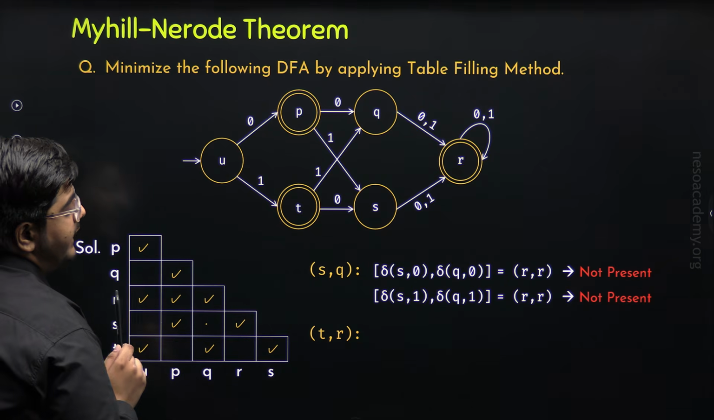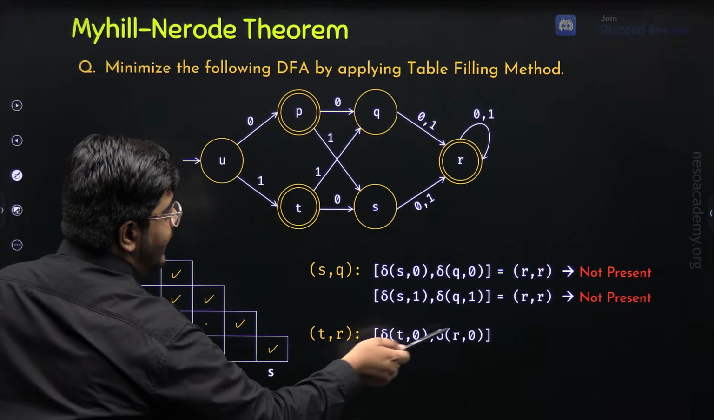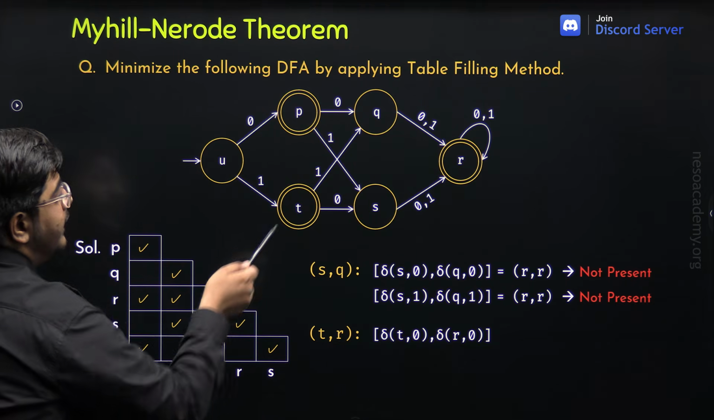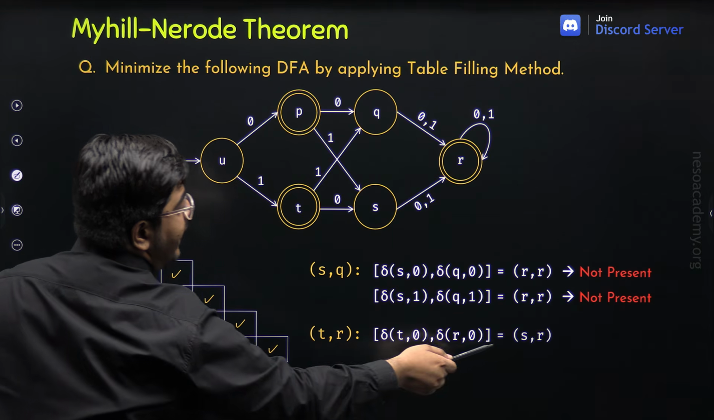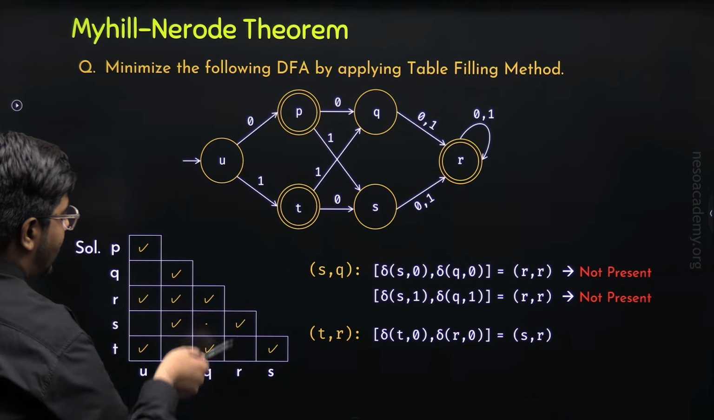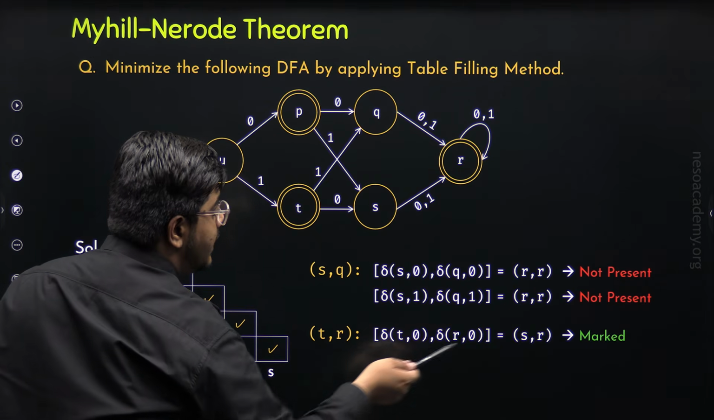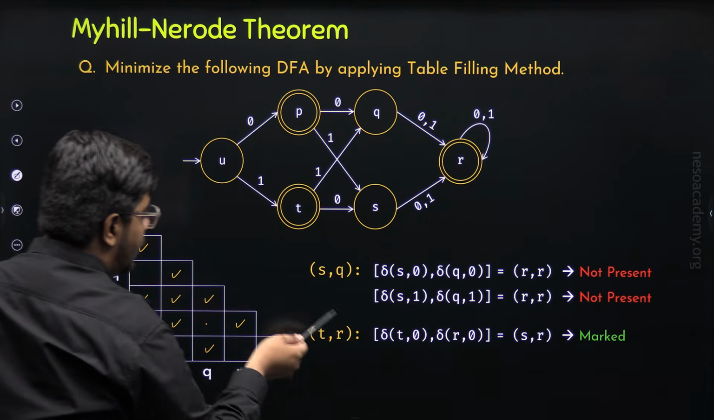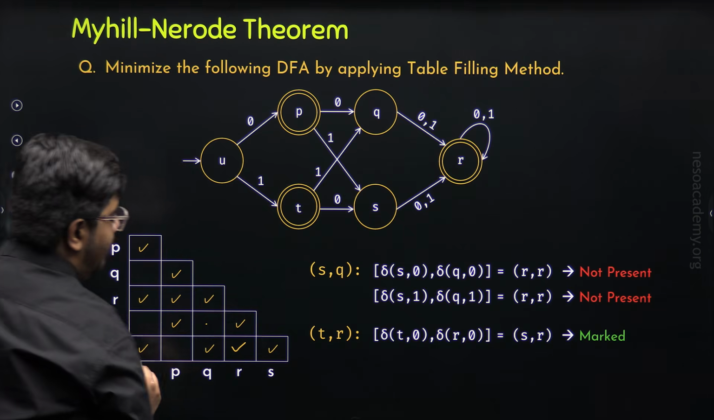So here we will write TR, and for this we can write delta T comma 0 and delta R comma 0. T comma 0 is S and R comma 0 is R. So we will write SR. Let's check SR. This is marked. So here we will write marked. Since SR is marked, we can mark TR also. TR can also be marked.